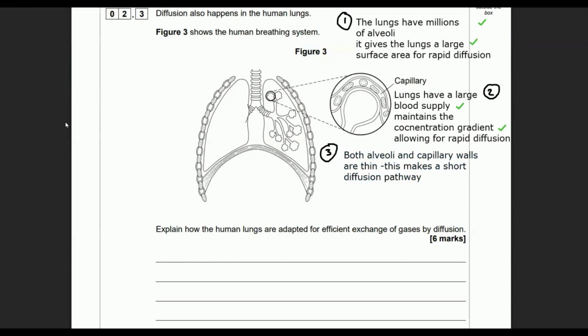That's good enough. That will get you a mark. This makes a short diffusion distance or pathway, or a short distance for oxygen to diffuse into the blood. So that should in itself get you 5 or 6 marks.